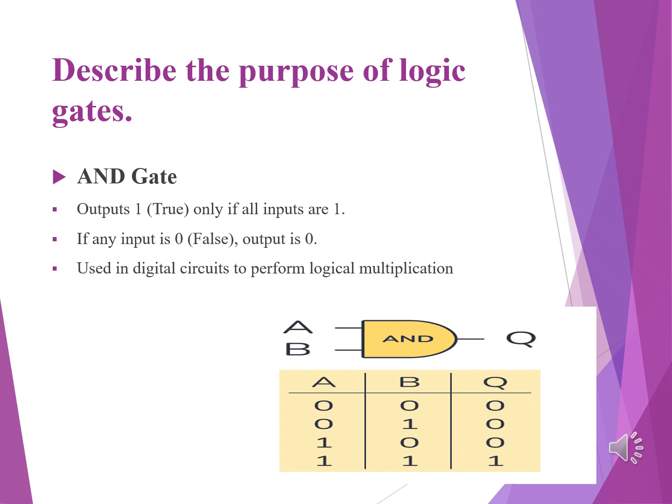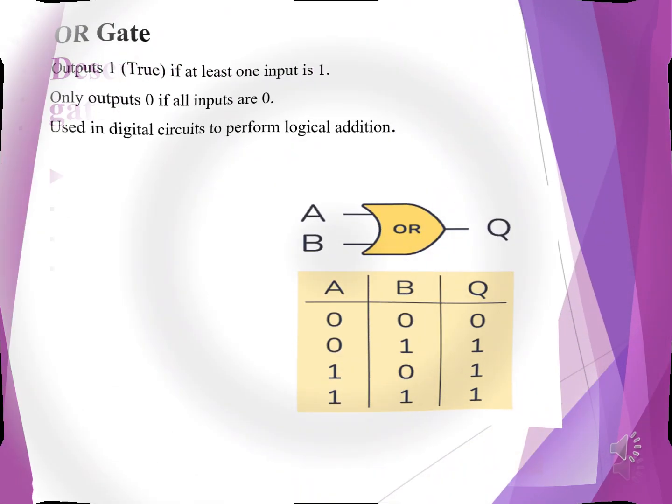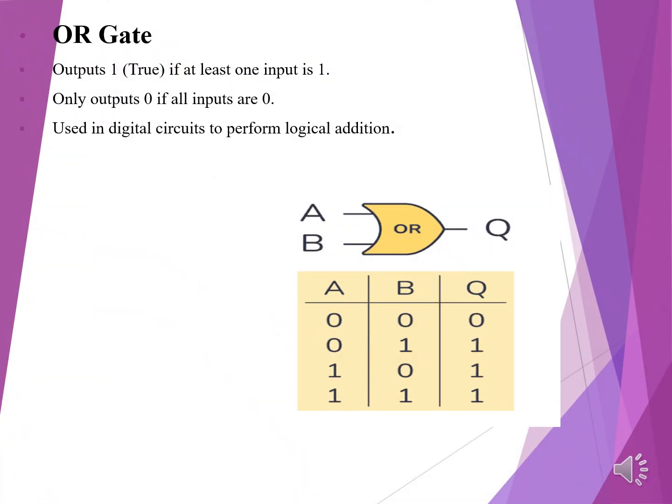Logic gates. Logic gates are basic building blocks of digital circuits. First one is AND gate. The AND gate outputs true only if all inputs are true. Second one is OR gate. The OR gate outputs true if at least one input is true.